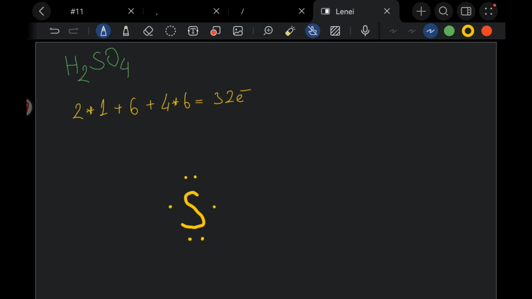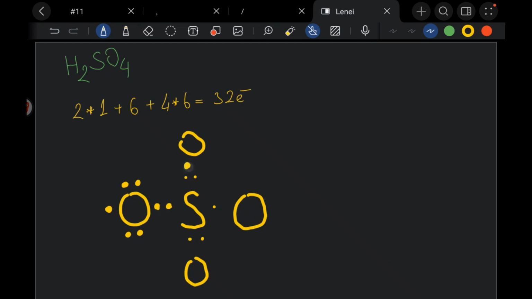And then I place the oxygen. One oxygen here, one oxygen here, another oxygen here, and another oxygen here. Okay, and we have 6 electrons for the oxygens. One, two, three, four, five, six. One, two, three, four, five, six.